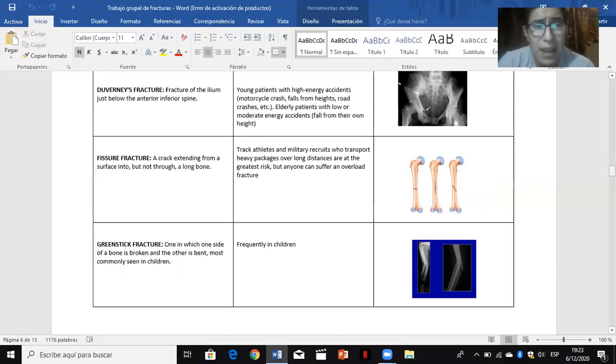Fissure fracture: a crack extended from a surface into a bone or down a long bone. People at risk: track athletes and military recruits who transport heavy packages over long distances are the greatest risks, but anyone can suffer an overload fracture. Greenstick fracture: one in which one side of a bone is broken and the other is bent, most commonly seen in children.